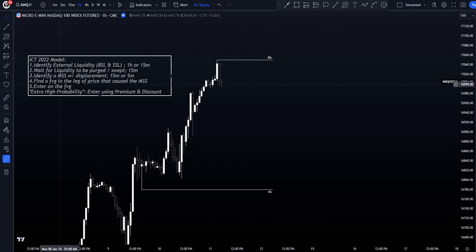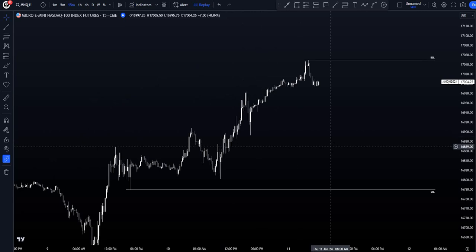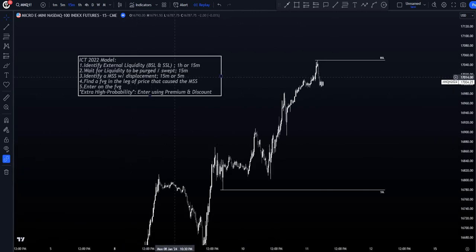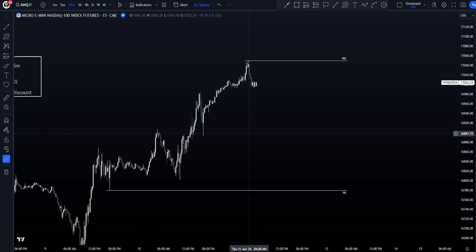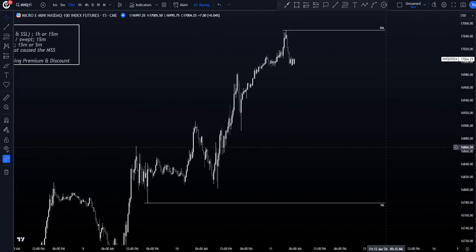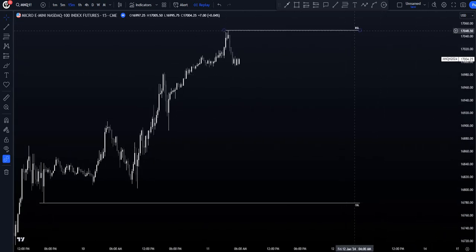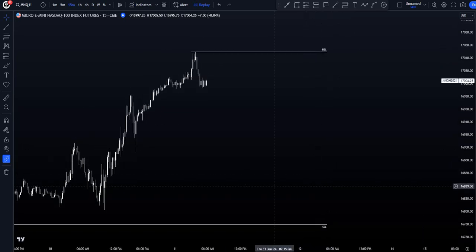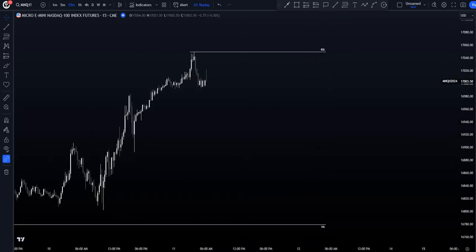Step number 1 done. Next, we're going to wait for liquidity to be purged, which is going to be on the 15-minute. So let's drop down to the 15-minute time frame and wait for liquidity to be purged there. That means we want to see a liquidity sweep. We want to see either a sweep here at buy side or a sweep here on sell side. So let's wait here.